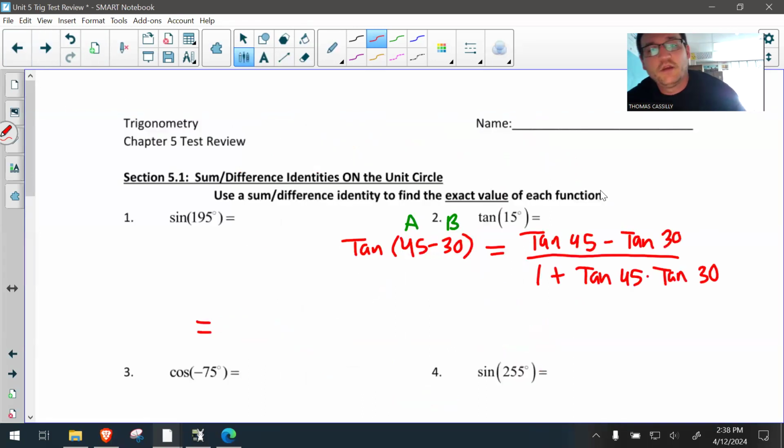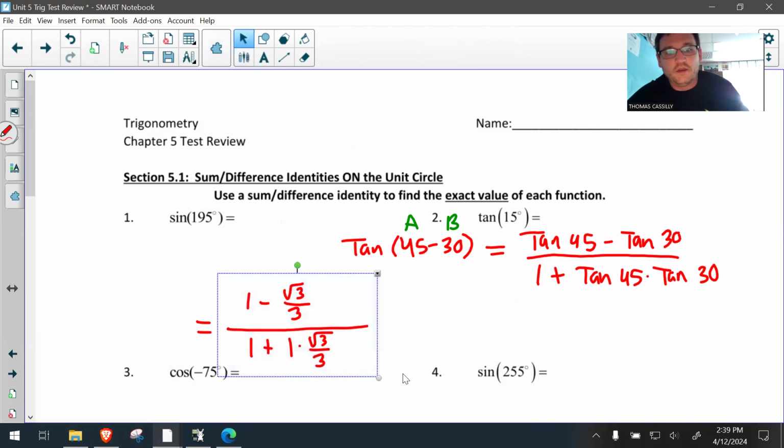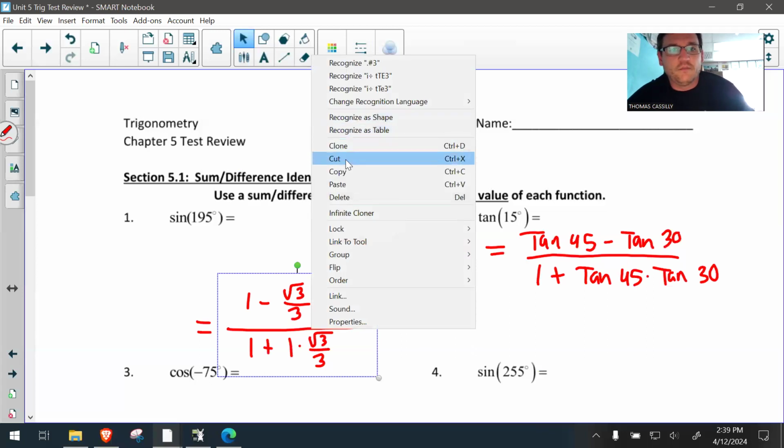So on the top, you have 1 minus the square root of 3 over 3. And then on the bottom, you have 1 plus 1 times square root of 3 over 3. All right, so that's kind of a mess. So here's what I'm going to do. I'm going to take all of this, and I'm going to get a fresh page because I'm going to need some space.